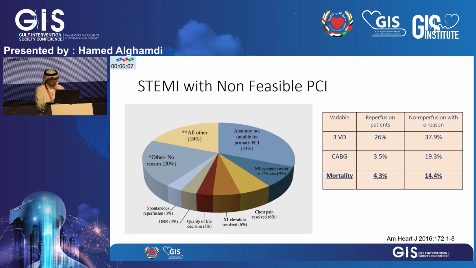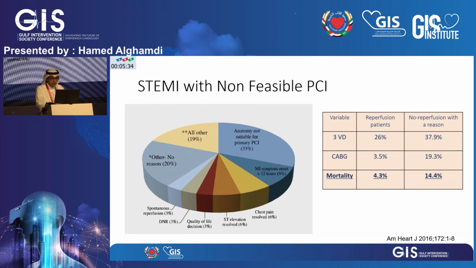That publication looked at about 220,000 patients, and when they looked at patients who did not undergo immediate revascularization, about a third of those patients were deemed to be so because of complex anatomy. And if you look at the outcome in terms of reperfusion versus no reperfusion, patients with three-vessel disease represented almost 40% of non-reperfusion, and more of those patients were referred to CABG.